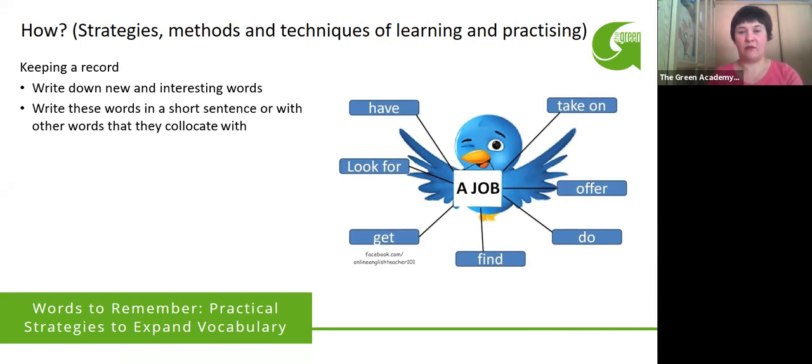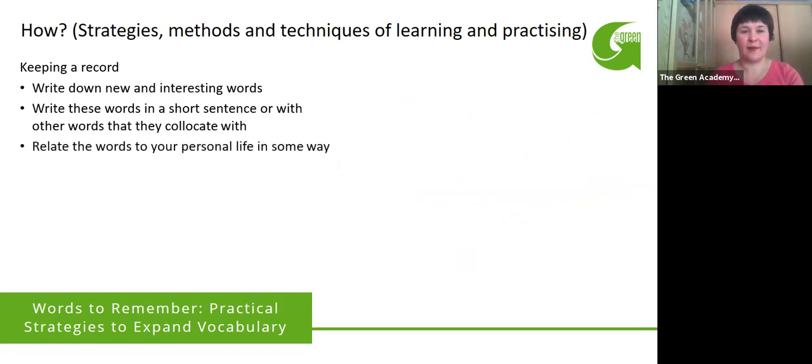For example, here you can see the qualifications for a job, have a job, look for a job, take on a job. Or if you see synonyms like convenient and comfortable, don't forget to write examples. Convenient time, comfortable shoes. You should relate the words that you are learning to personal life in some way, because then you are connected to the words emotionally.